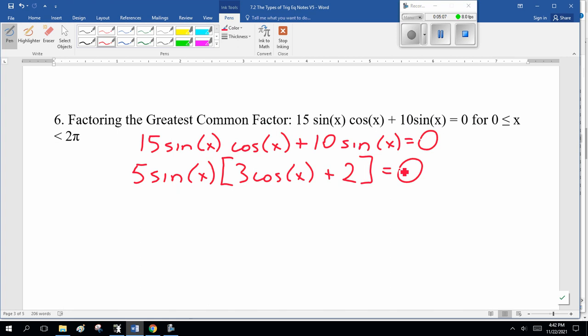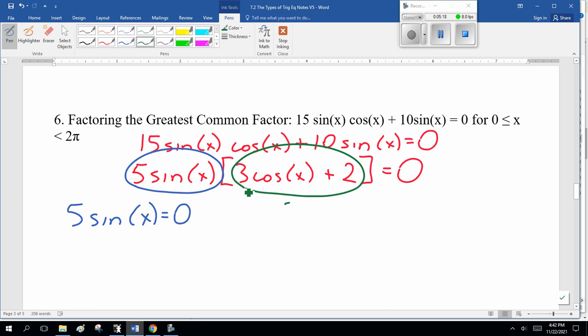So this means either 5 sine of x equals 0, or 3 cos of x plus 2 equals 0. Okay? Now you notice I haven't drawn graphs yet, well, because I haven't got something simplified. I can keep on going.